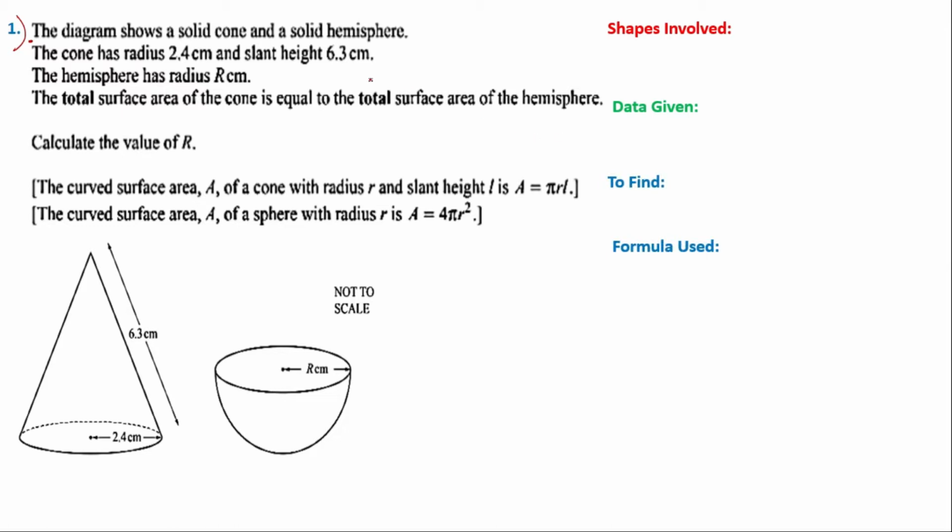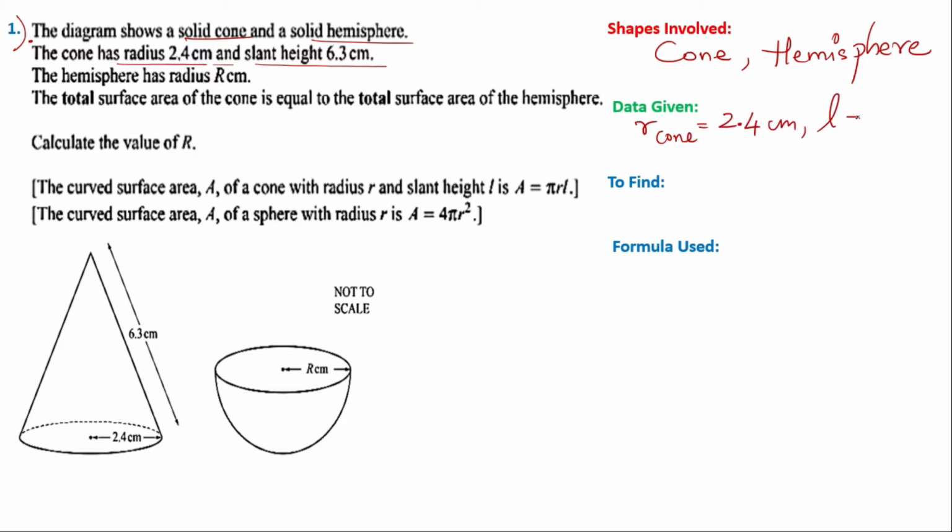The diagram shows a solid cone and a solid hemisphere. So the shapes involved are a cone and a hemisphere. The cone has radius 2.4 centimeter and slant height 6.3. So the radius of the cone is given, which is 2.4, and the slant height, which is L, is 6.3 centimeter. The hemisphere has radius R centimeter.